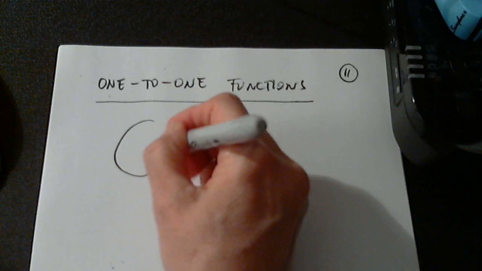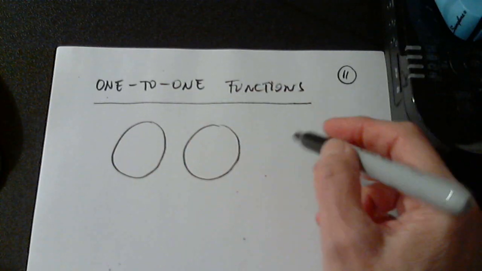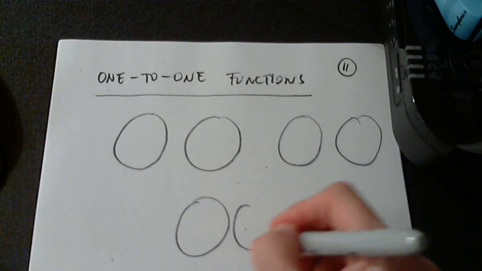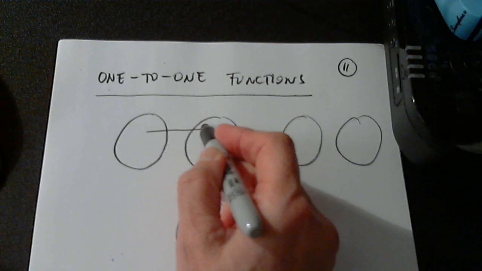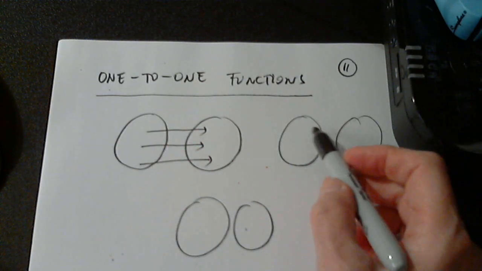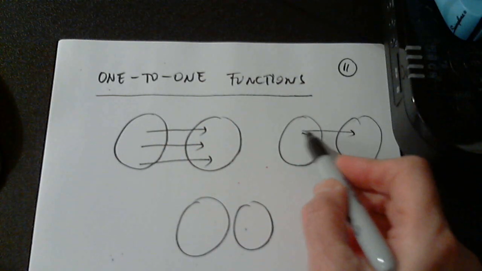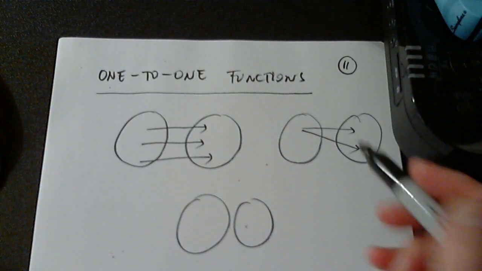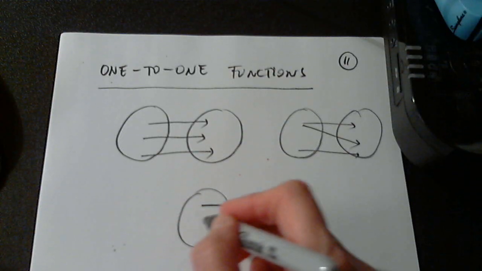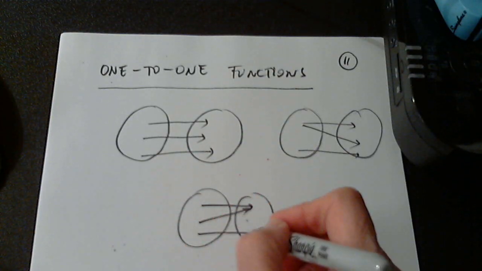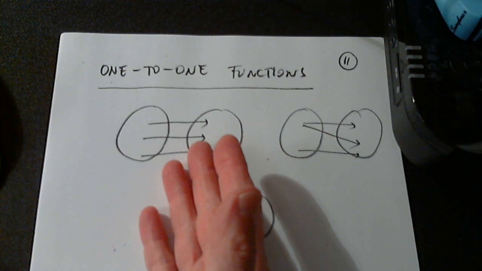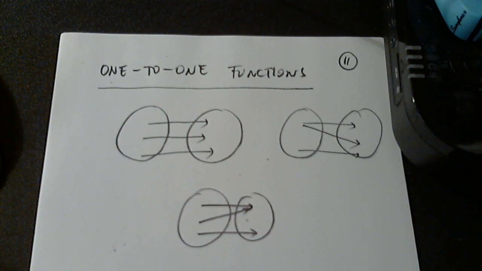So if you remember, we have several situations. Here's one situation possible, a nice one. Here's another situation. And here's another. This is a nice function. It's a one-to-one function.